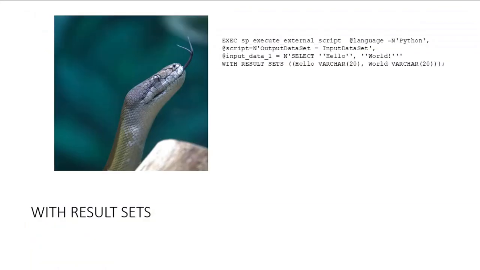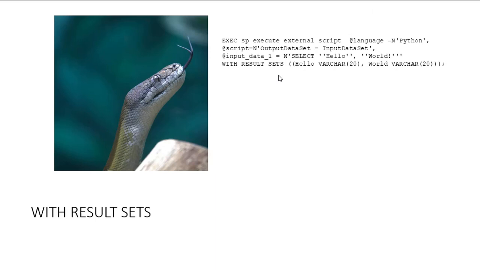Our second Python SQL script is going to be much like our first, except that we have WITH RESULT SETS, and then we repeat our hello world, but we have some data types there, as you can see. Now what you're going to get is column names.